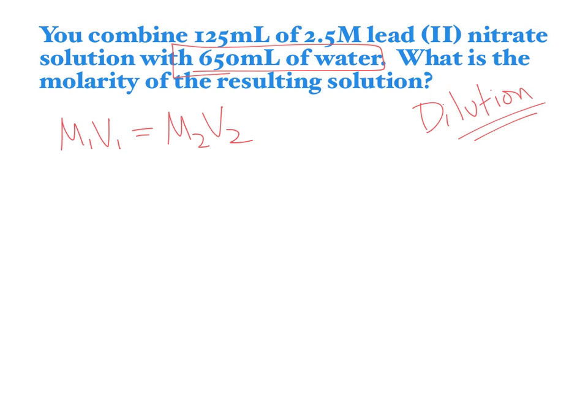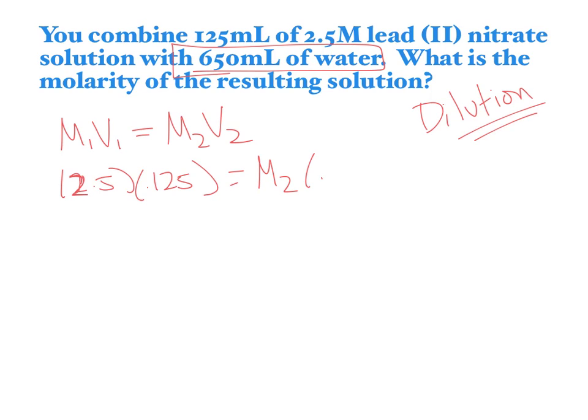So I'm going to start by putting these numbers in my equation. My first molarity is 0.25, and my first volume is 0.125. Again, that's in liters, not in milliliters. You'd probably get away with it, but it's one of those things you've got to be careful with. We're trying to figure out the molarity of the resulting solution, so we're solving for M2. And then we've got this part about adding the 650 milliliters of water.